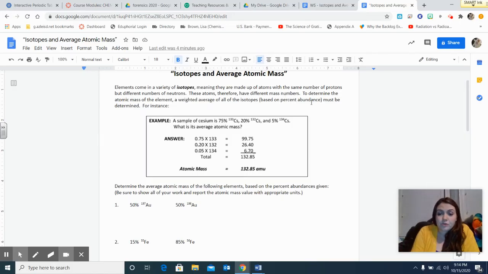Now, these atoms with their different mass numbers, we want to be able to calculate their atomic mass, the atomic mass that you find on the periodic table. The atomic mass on the periodic table is a weighted average of all the isotopes on the planet, basically in their correct abundance. They must be determined by doing this little calculation.